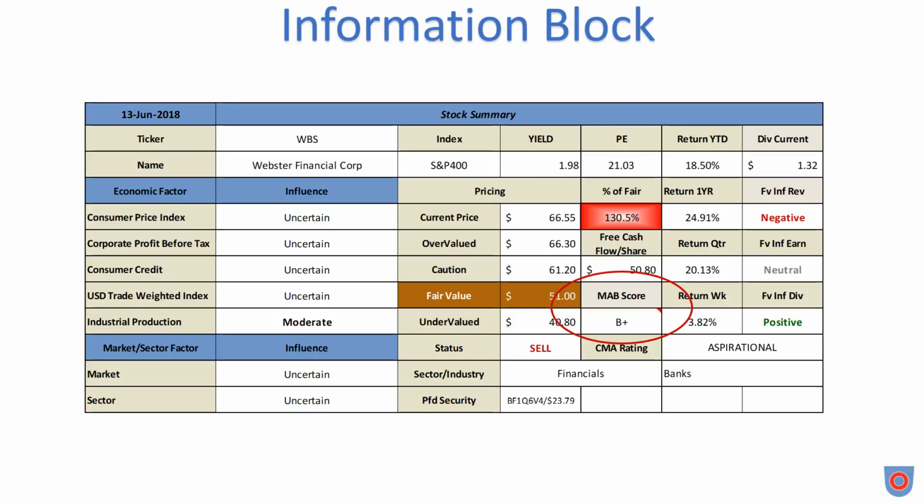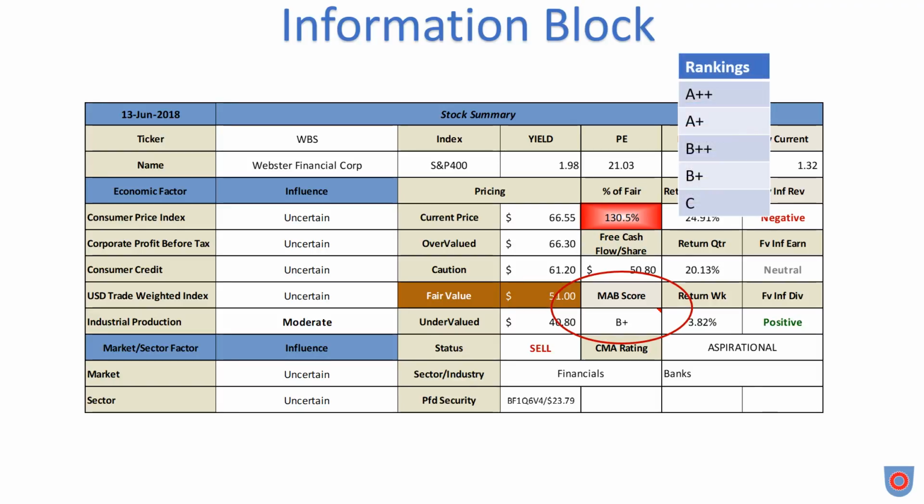This is a score that reflects the probability of the company being involved in a merger, acquisition, or buyout in the next 12 months. Rankings range from A++ to C. A++ rated stocks have a very high probability of being involved in a merger, acquisition, or buyout, and C rated stocks have a neutral probability of being involved in an event. Ratings are identified as A++, A+, B++, B+, or C.